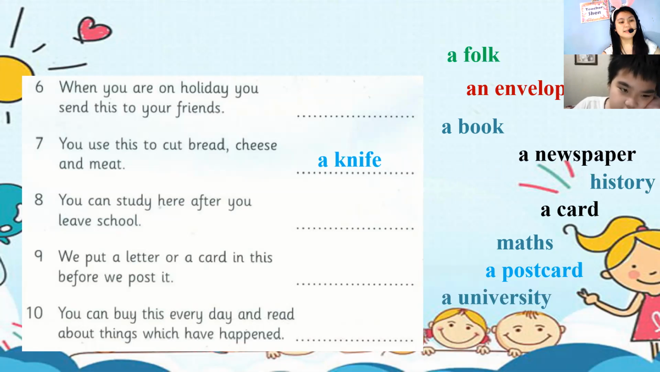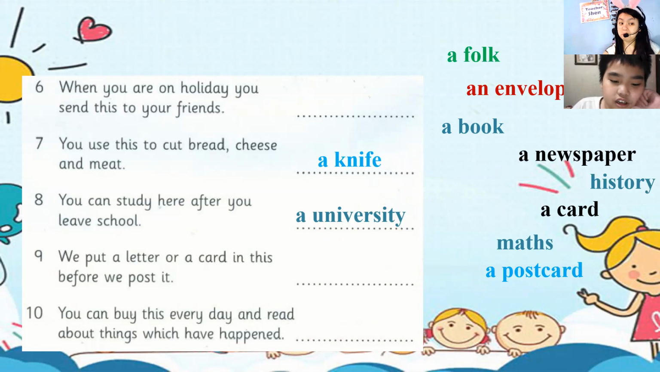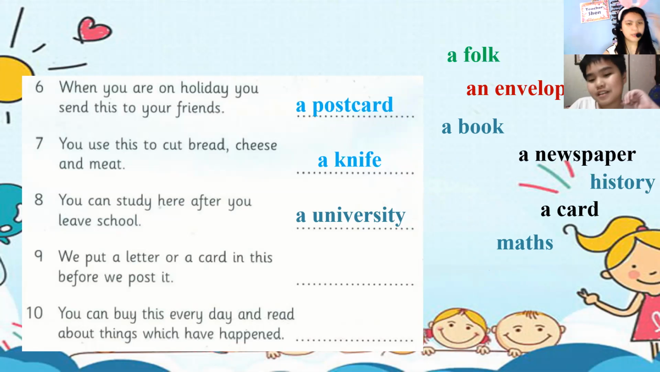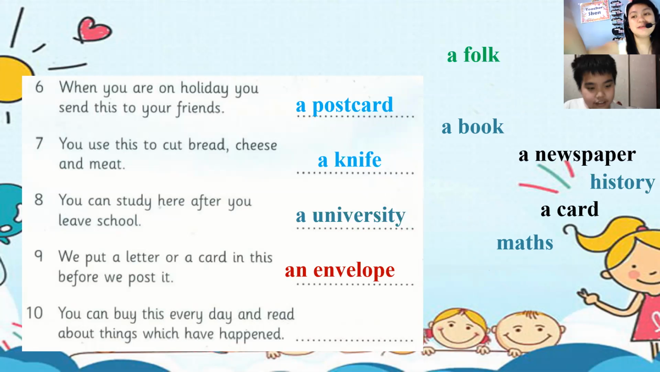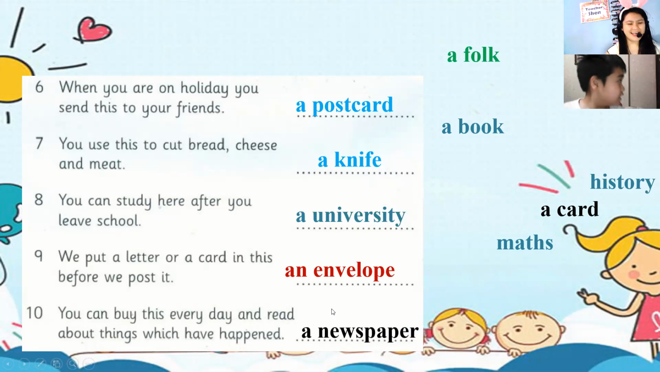Now for number eight, you can study here after you leave school. University. Yeah, the university. Now, number nine, we put a letter or a card in this before we post it. You said it. A postcard. The answer in number six is a postcard. The number one is an envelope. Okay? Because before you send those letters. A newspaper. All right. Good job.